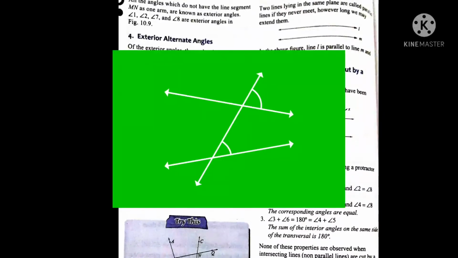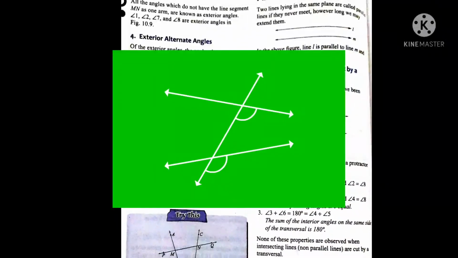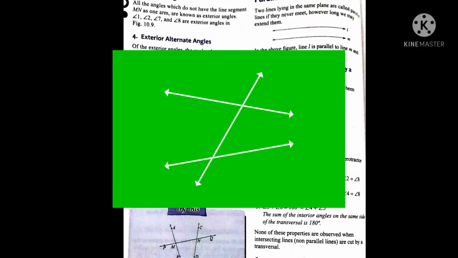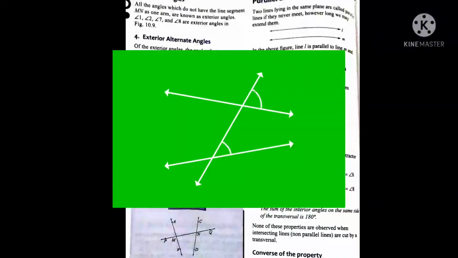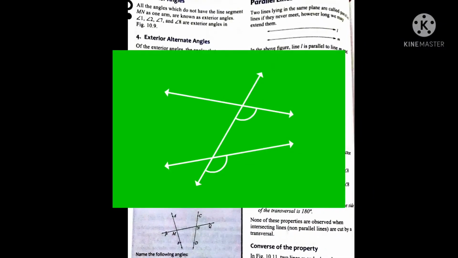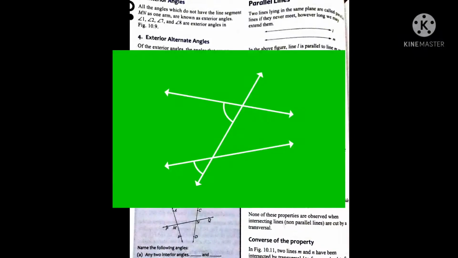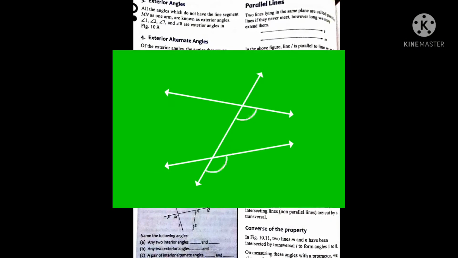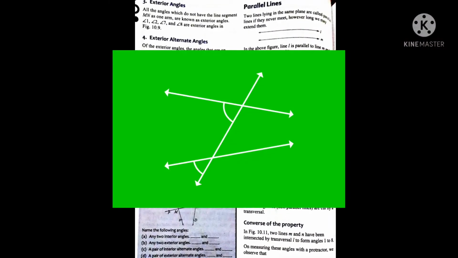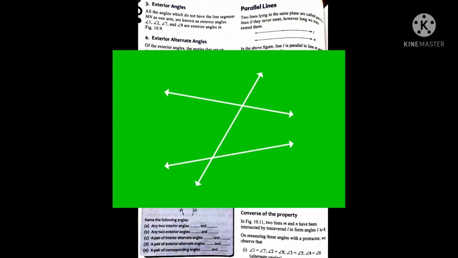So the next is corresponding angles. These are a pair of angles on the same side of the transversal and they should not form a linear pair. One angle should be on the interior side and the other on the exterior. So you can see in this short video, these are corresponding angles. Okay, see the pair of corresponding angles.